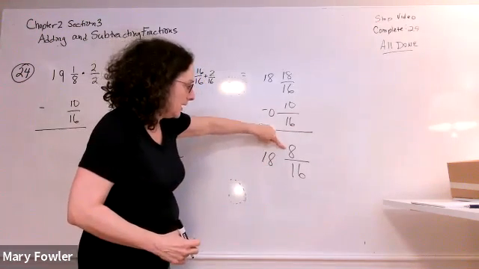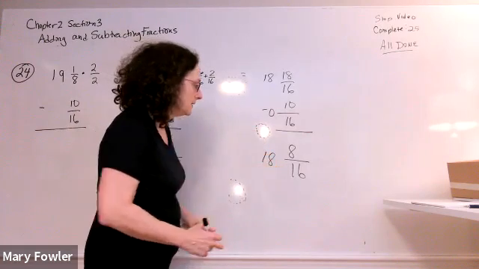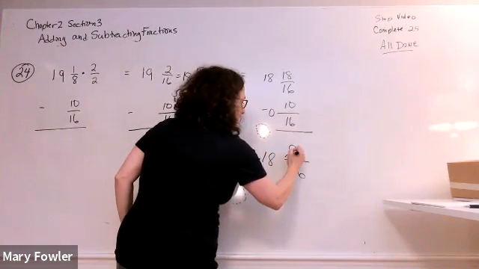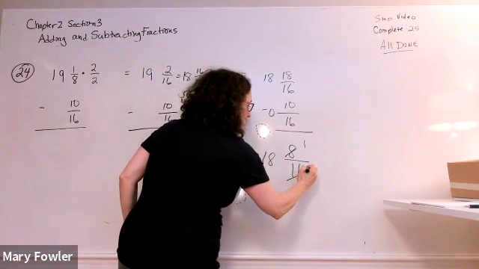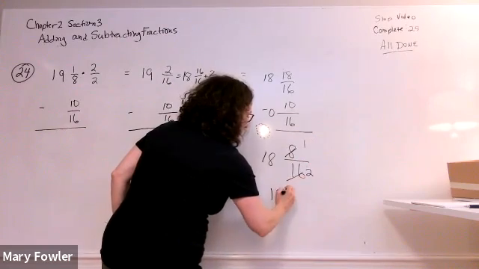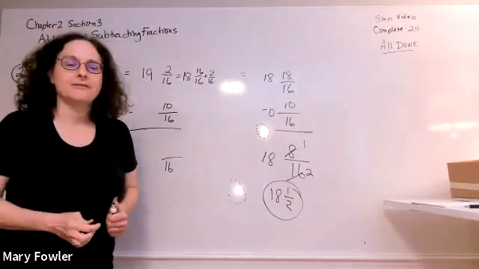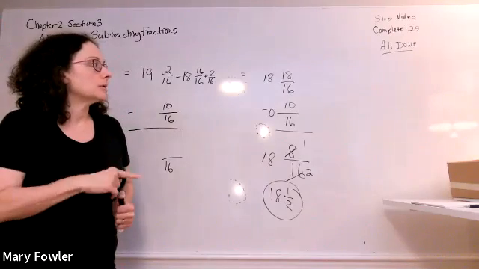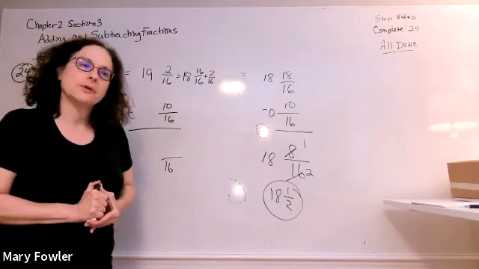So we see that for 8 over 16, there's a common factor of 8. So 8 goes into 8 one time, and 8 goes into 16 2 times. So the final answer is 18 and a half. All right. So we're all done with the video. Complete problem number 25. Let me know if you have any questions.